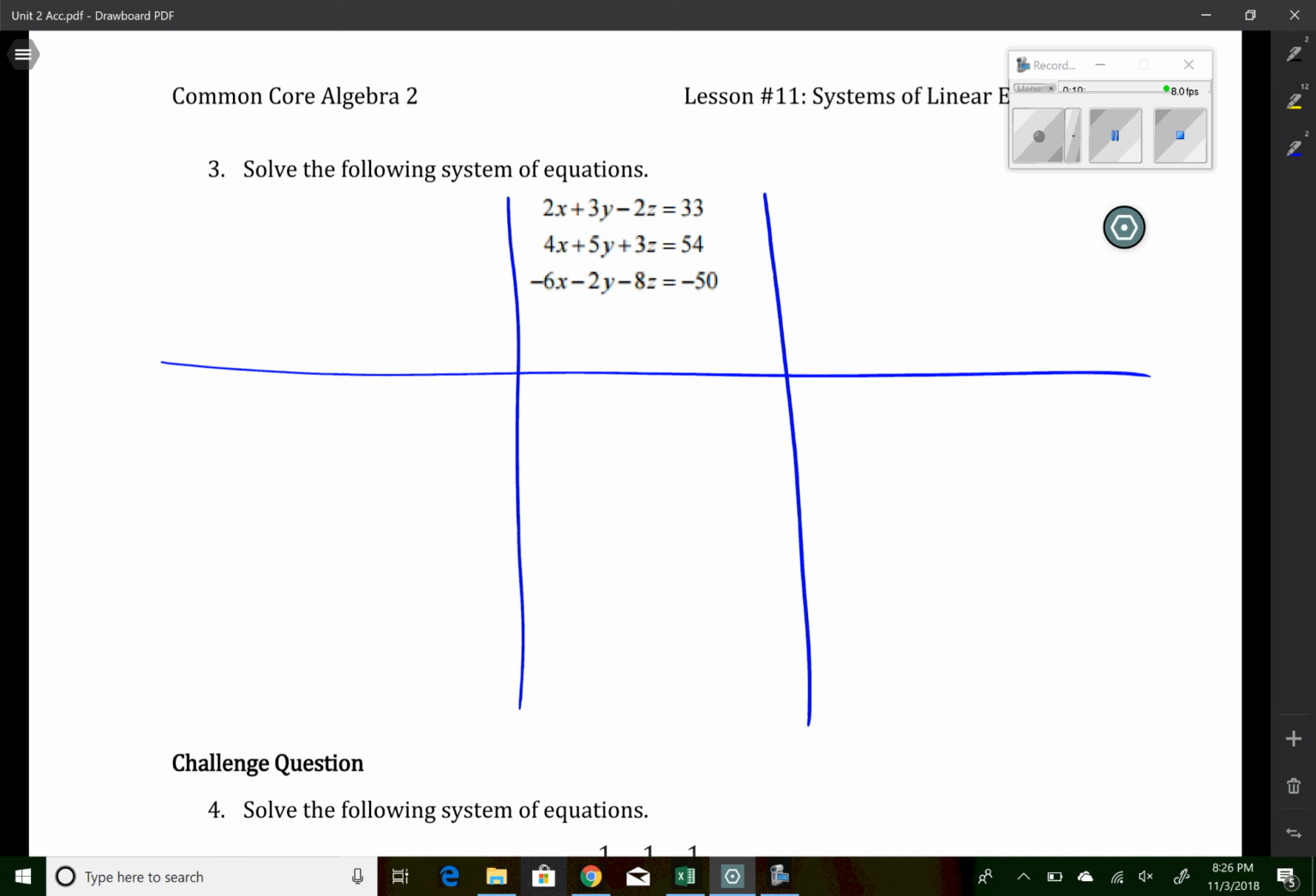I'd have to make the 2's and the 3's both 6's. I'd have to make the 8 and the 3 both 24's. So we really don't have anything there that's favorable. Same thing happens with the 3, the 5, and the 2. I do like the x's, so let's get rid of the x's. So let's start with the last one, negative 6x, only because it's the one with a different sign, minus 2y minus 8z equals negative 50.